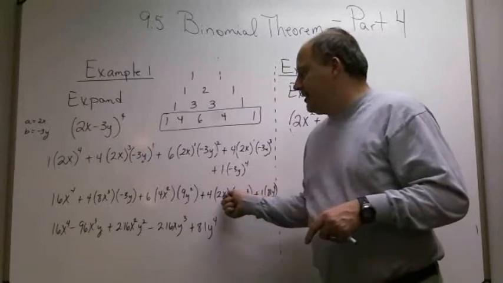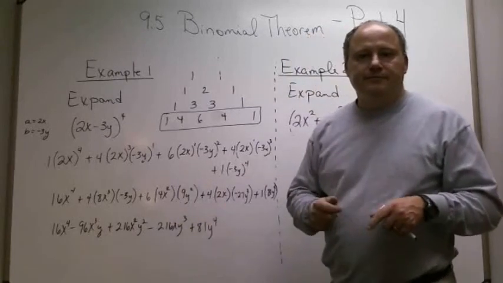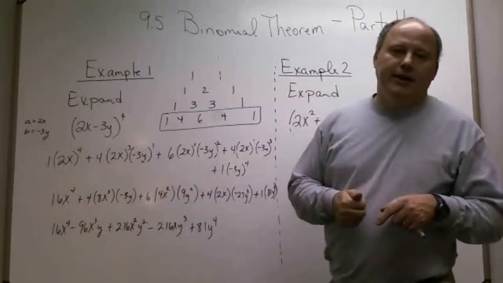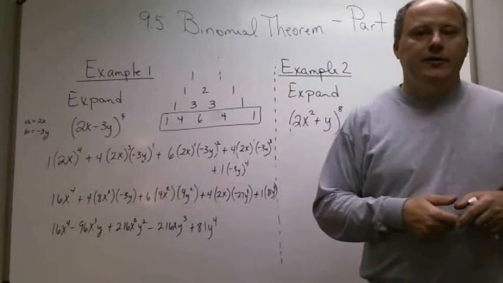Then the next thing is just to figure out what the products are of each term. And you should count the terms, and there should be 5 of them. So, and that's it. That's how you do this problem.